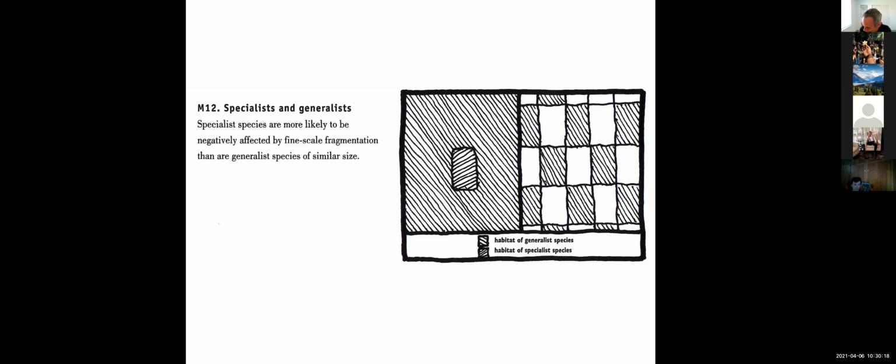Especially in landscapes of high intensity human development. So why are those generalist species so overabundant in human dominated landscapes? Based on some of the principles we've been talking about earlier. Lack of predation, maybe? That's part of it.